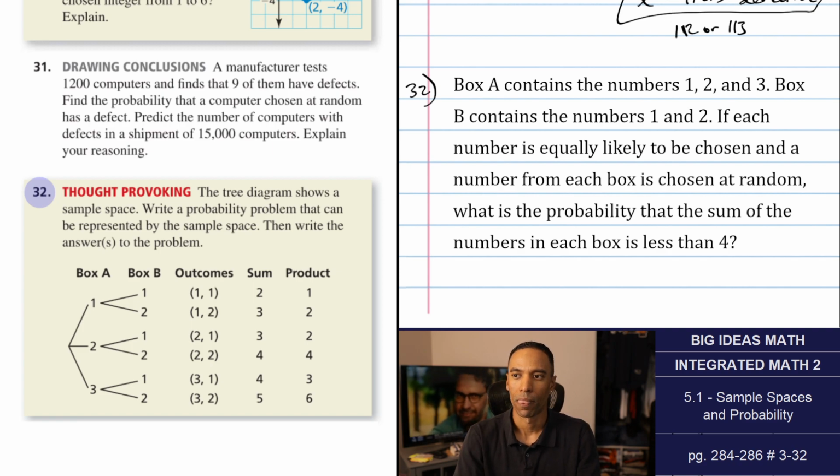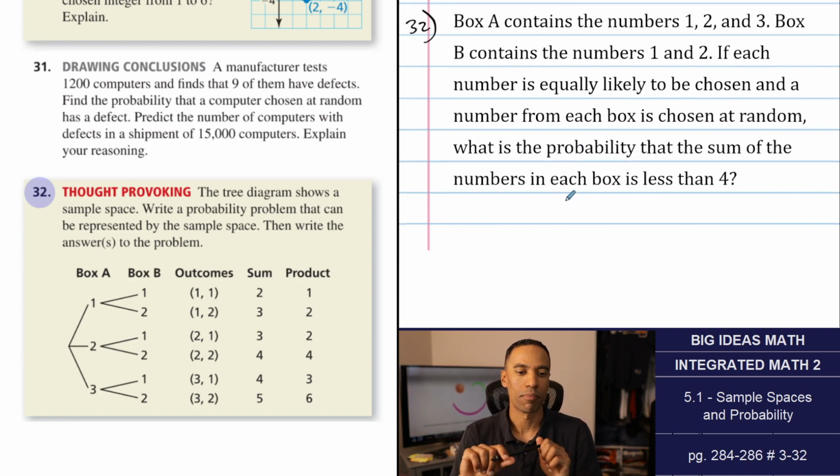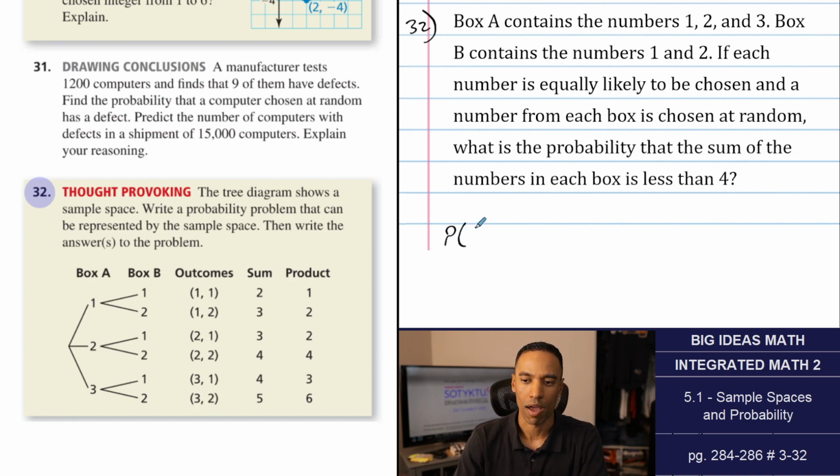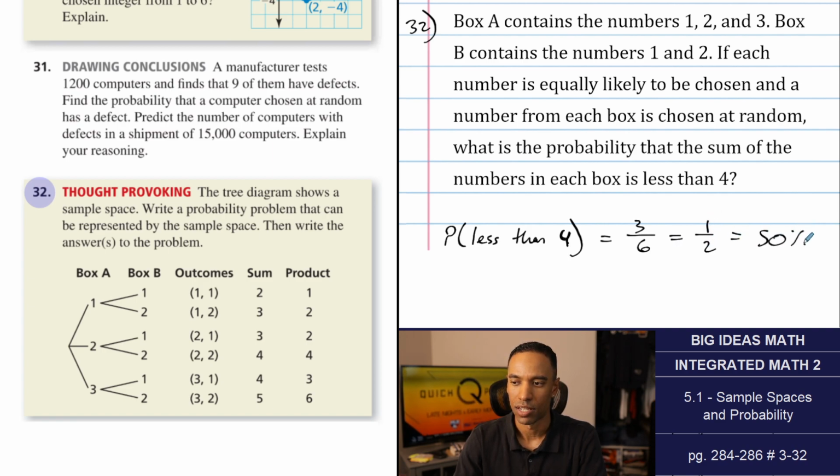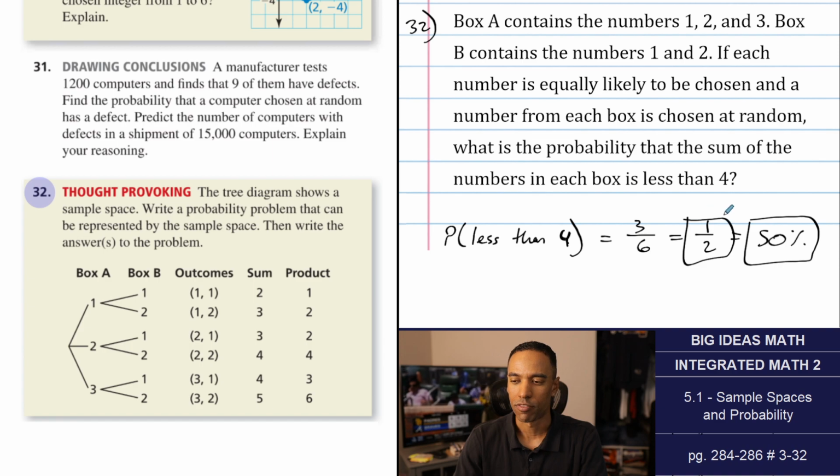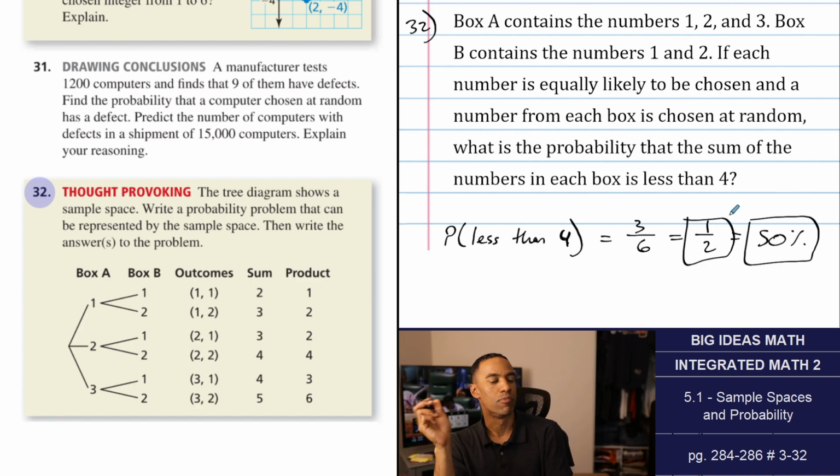When we look at the sums, the different things we have are 2, 3, 3, 4, 4, and 5. So probability of less than 4. There are 3 that are less than 4, the 2, 3, and 3, and there are 6 options total. So that's 1/2 or 50%. There's a 50% chance that when you select numbers at random from the boxes, the sum of those two numbers will be less than 4.